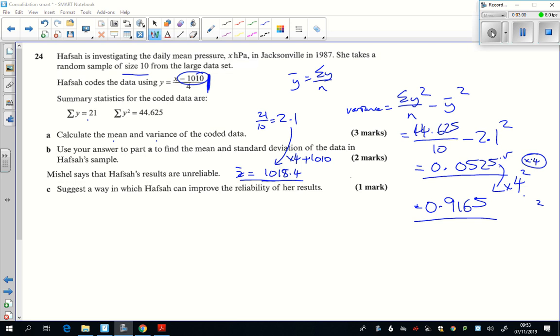Well, Michelle says that Hafsa's results are unreliable, and I suppose one of the things you could immediately say is, look, sample size 10, so increase sample size would be the first thing she could do to try and improve the results.